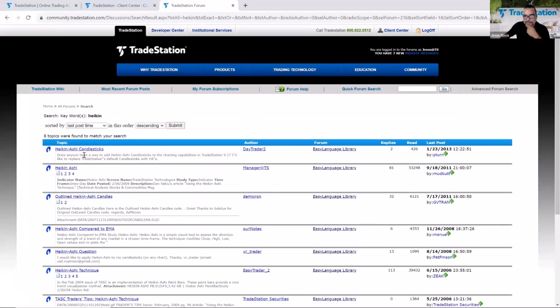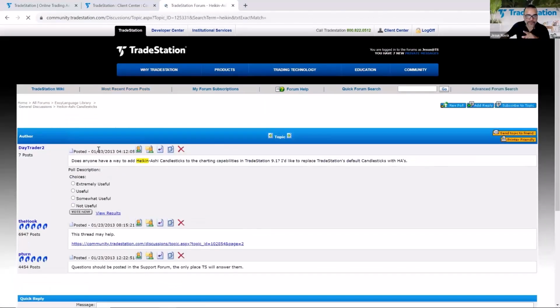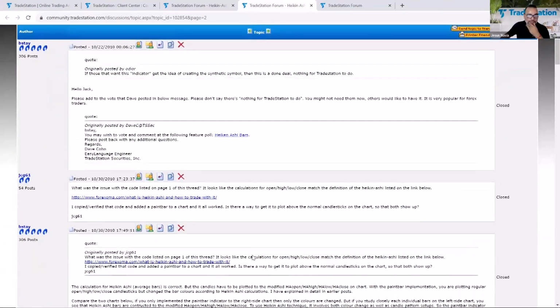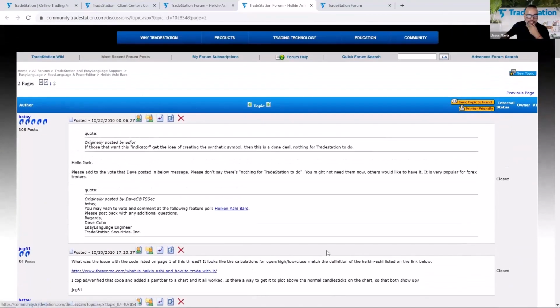Okay, so here's the very top one, Heikin-Ashi candlesticks. This one is probably not the one. Okay, it's just referenced to another thread. Let me go back to where we were. And here's the thread. So this is a post that's called Heikin-Ashi bars.